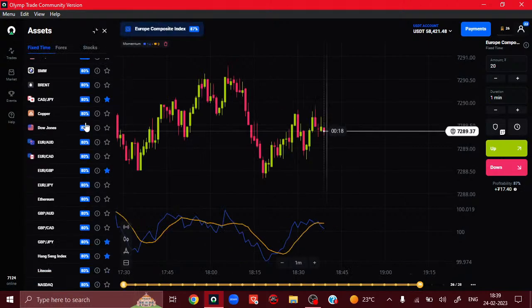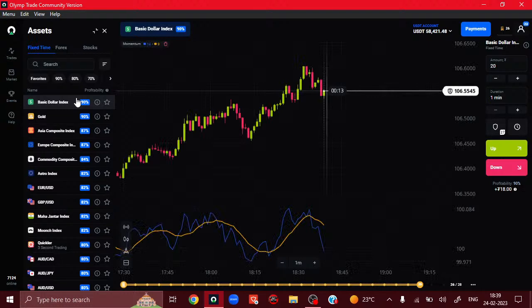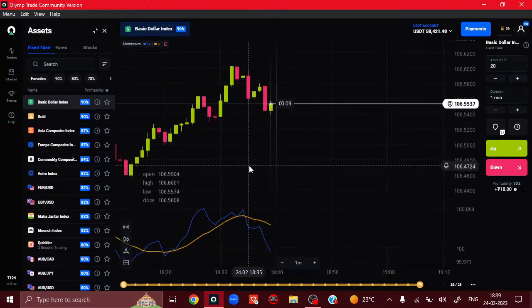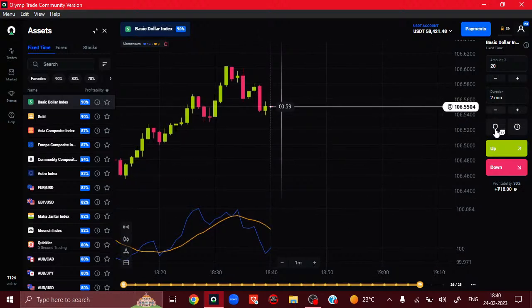Okay guys, now let us look at every asset one by one to find an entry. Basic Dollar Index. See, here we can see that the indication is in the downward direction. The yellow line has crossed the blue control line in the downward direction, and we can enter into a downward trade here. So I'm entering into a 2-minute trade in the downward direction, guys.